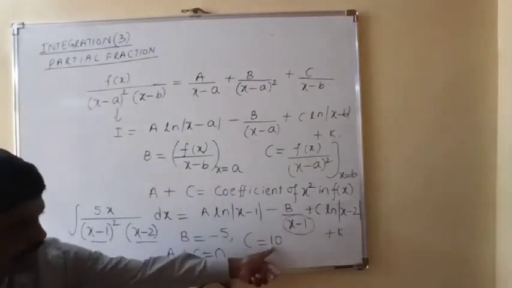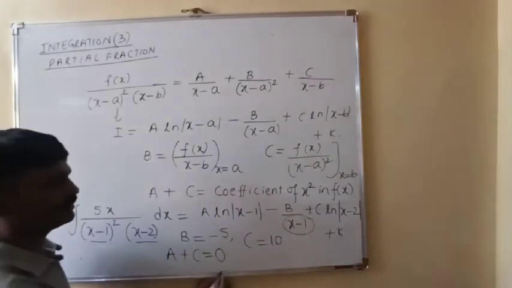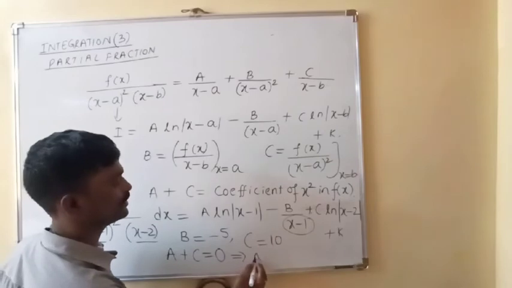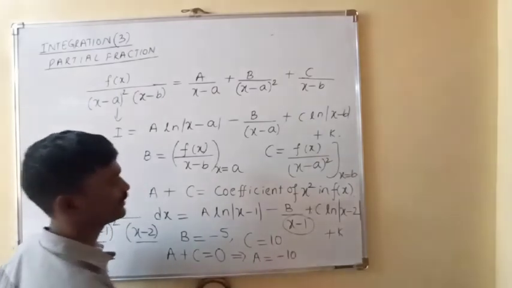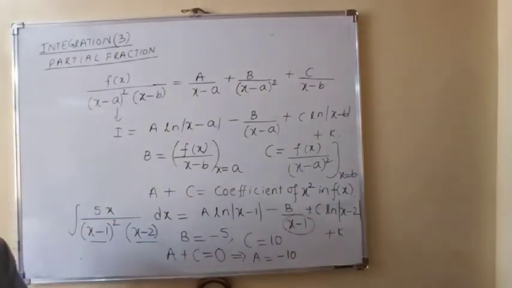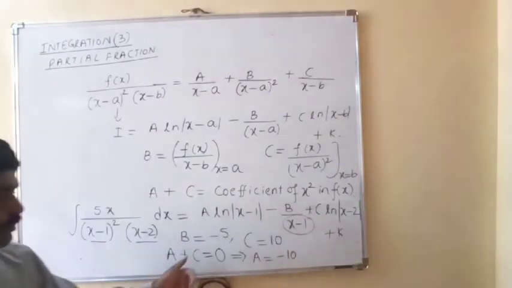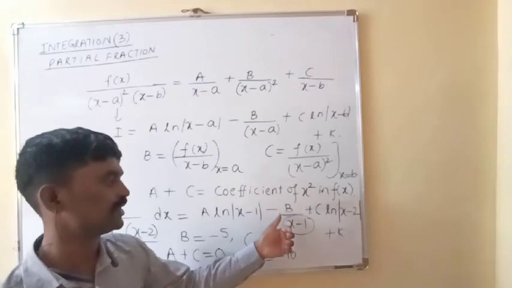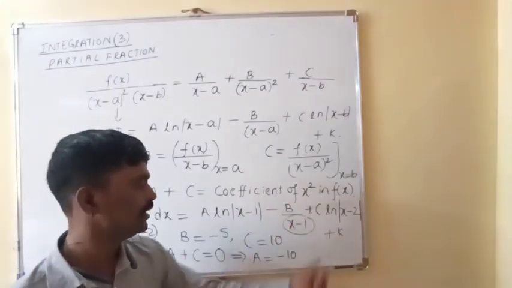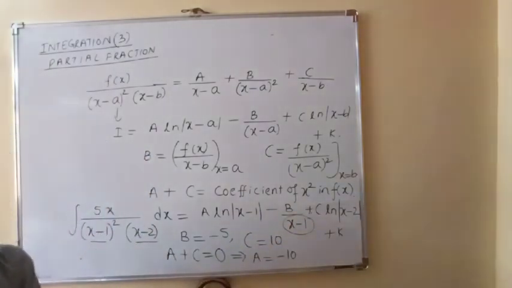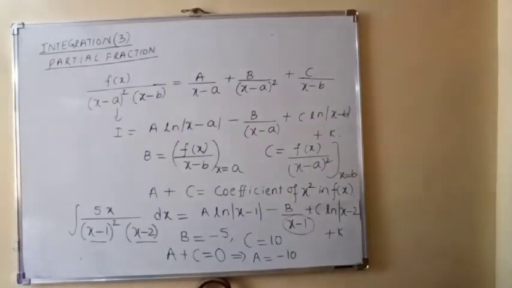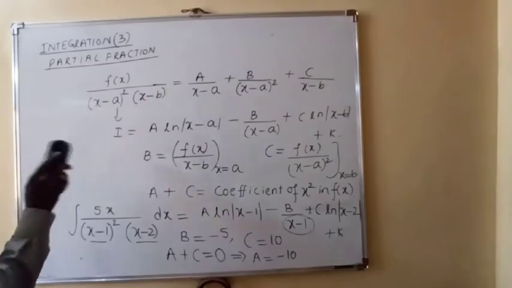What is the c value? 10. If I substitute 10 here, a plus 10 is equal to 0, so a is equal to minus 10. If you substitute all these values in the answer, what is the answer? Minus 10 into log of mod x minus 1, b value minus 5 means minus into minus, plus 5 by x minus 1, plus 10 into log of mod x minus 2, plus constant k. Okay, so this is the short trick in this type.